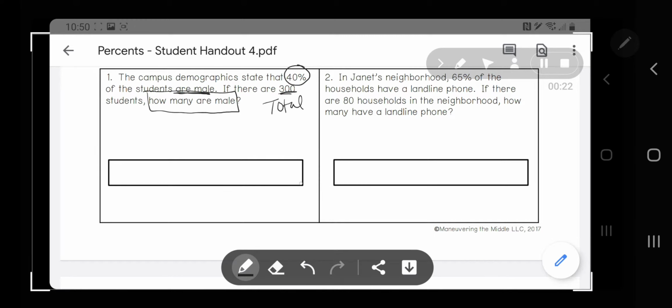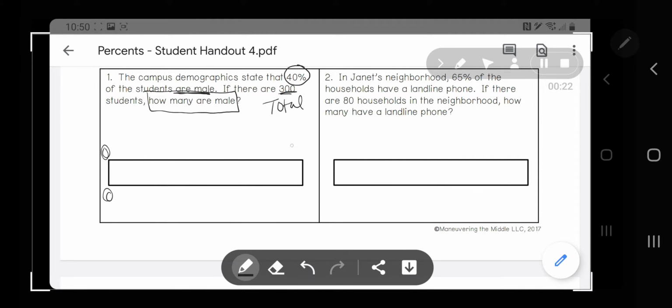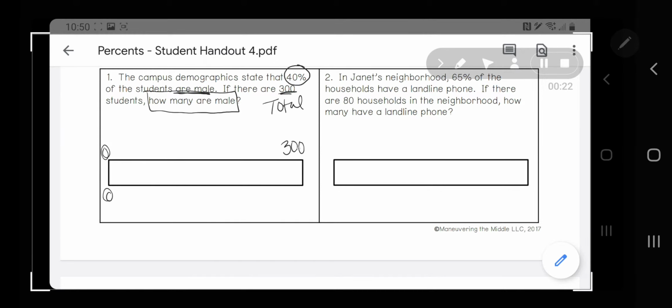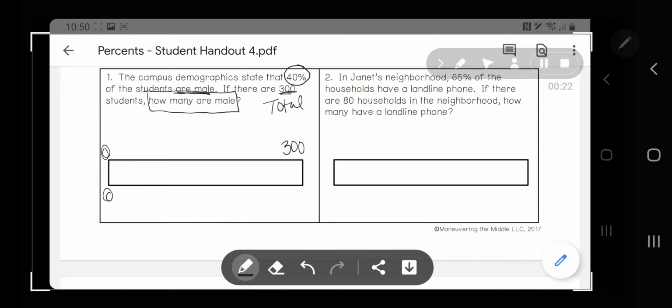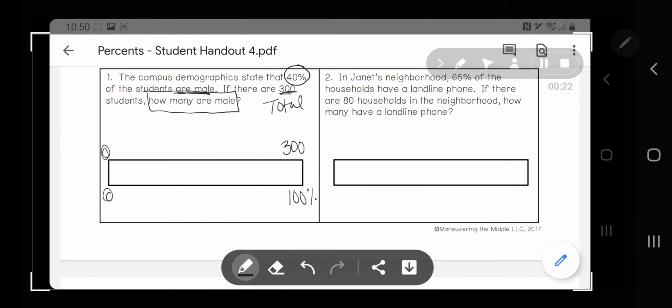So right here on my strip diagram, I know that this starts off at 0 and 0. And right here, it's going to be 300 total students. And down here, I'm going to write my percent. Well, if I've got 300 total students, I've got all my kids, which is 100%. And then you would be looking for 40%.